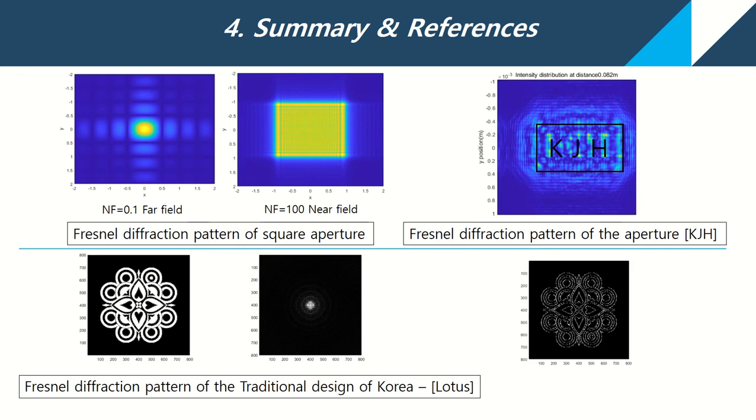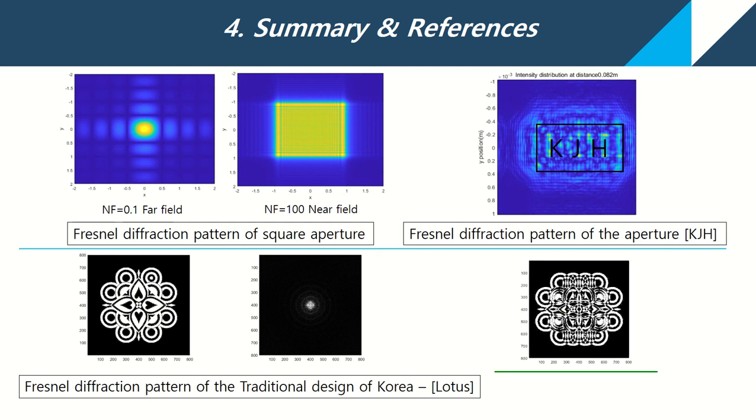This is the summary of results. I designed square aperture and KJH aperture for Fresnel diffraction and simulated them by changing the distance. And I made the lotus aperture and moving aperture for Fraunhofer diffraction.